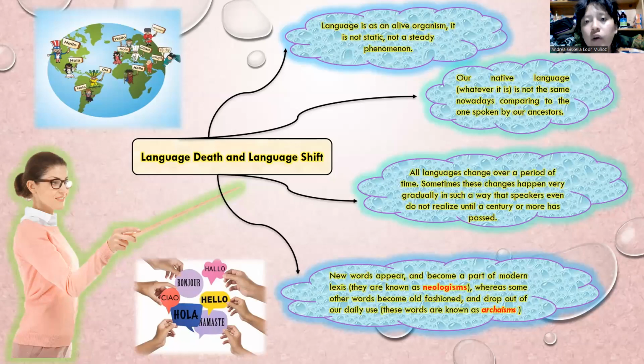Language is an alive organism. It is not a static, steady phenomenon. Our native language, whatever it is, is not the same nowadays compared to the one spoken by our ancestors. All languages change over a period of time. Sometimes the changes happen very gradually, in such a way that the speakers don't even realize until a century or more has passed. New words appear and become a part of modern lexis. They are known as neologisms. With time, some other words become old-fashioned and drop out of our daily use. These words are known as archaisms.